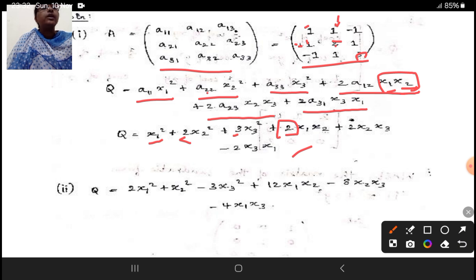And then the next value is a23 x2 x3. The value in this position is minus 1. Multiplying the two values, minus 1 into 2 is minus 2, so the value of x2 x3 is minus 2.